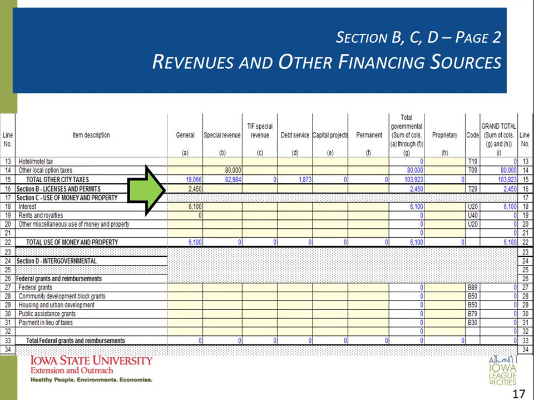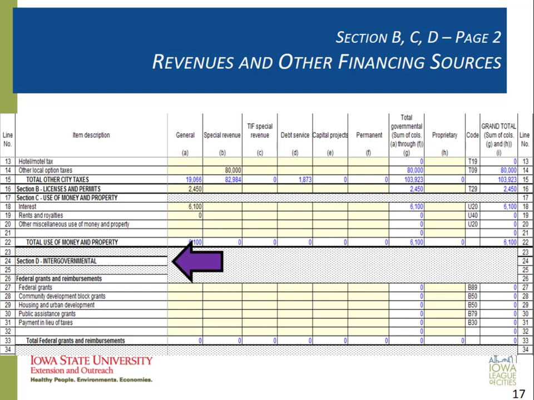The next section under licenses and permits is section C, use of money and property. That would include interest on any accounts, and rent of any property or royalties or other miscellaneous use of the city's money and property. Most of us should have an entry for some type of interest. You may have entries under rents if you rent out City Hall or your swimming pool or any other city facility. Like before, each of the sections will be automatically summed by the workbook and shown in blue.